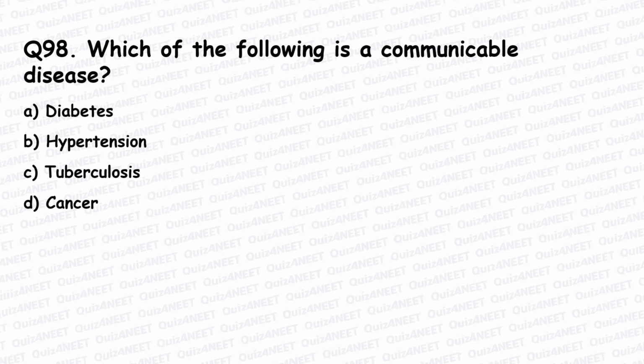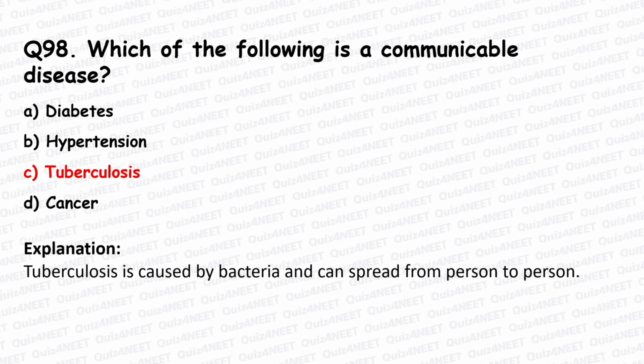Q98, which of the following is a communicable disease? A, diabetes, B, hypertension, C, tuberculosis, D, cancer. Answer: C, tuberculosis. Explanation: tuberculosis is caused by bacteria and can spread from person to person.